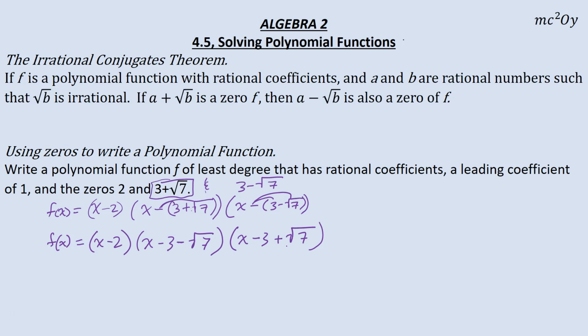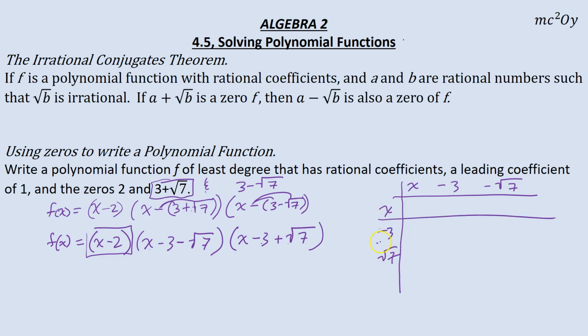Now I'm going to ignore this piece right here for a minute. I'm going to multiply a trinomial, so 1, 2, 3 terms, by a trinomial, 1, 2, 3. A quick way to do that is to use an area model. So I have x, negative 3, and negative root 7, and then down the side I have x, negative 3, and positive root 7.